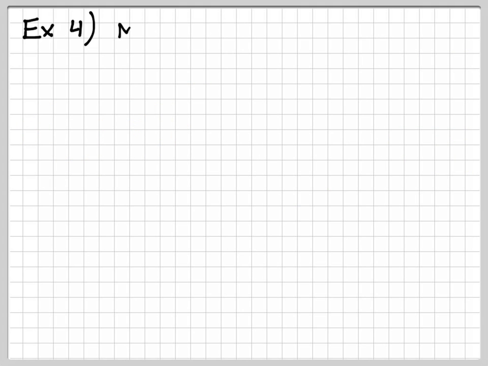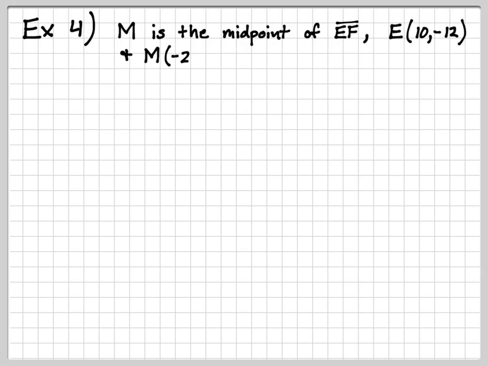All right, example 4. M is the midpoint of EF. And E is the coordinate point (-12, -2), excuse me. M is the coordinate point (-2, 6). Find F. Now these numbers are a little bit too large to graph, and I wanted to show you a different method in case you didn't like the graphing method or you didn't have graph paper available.